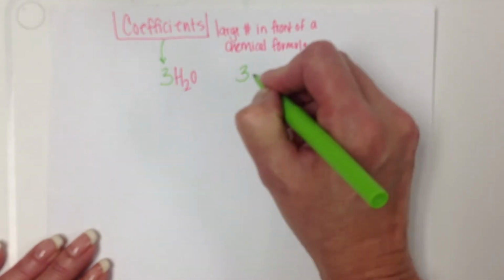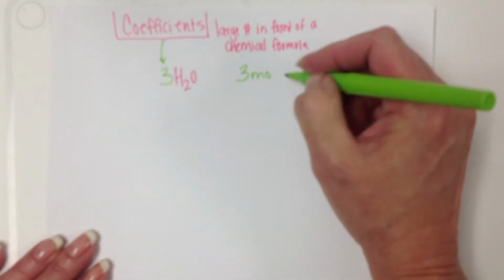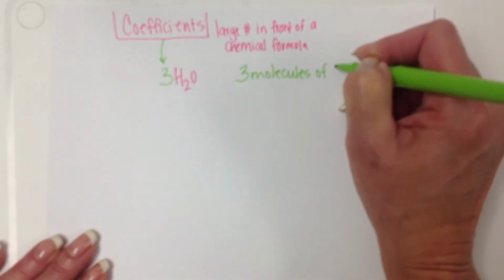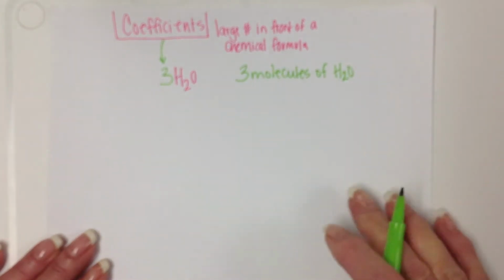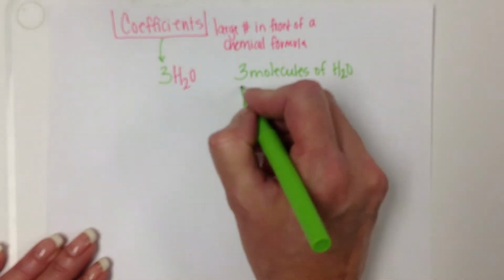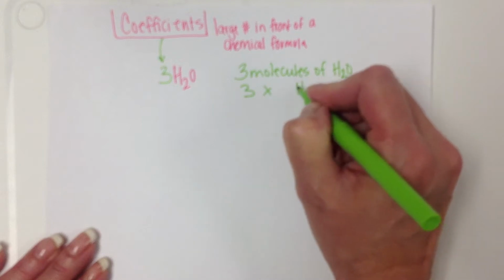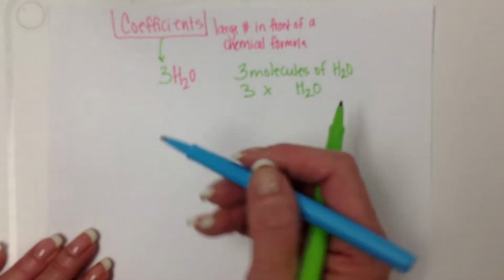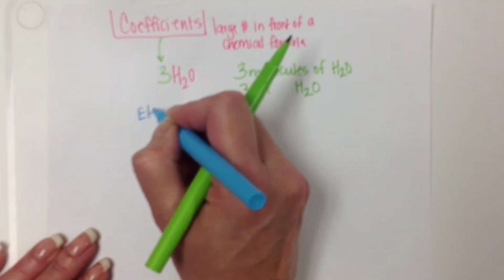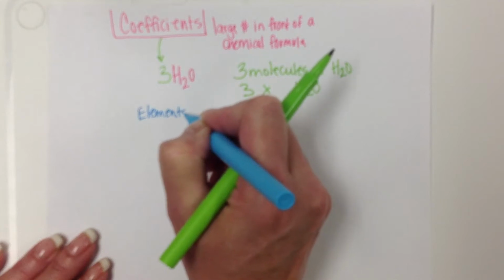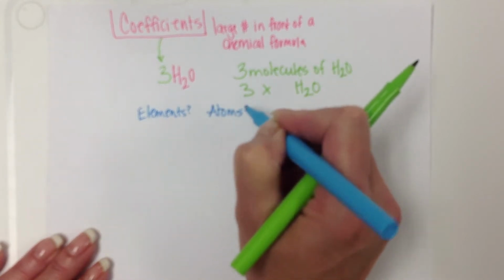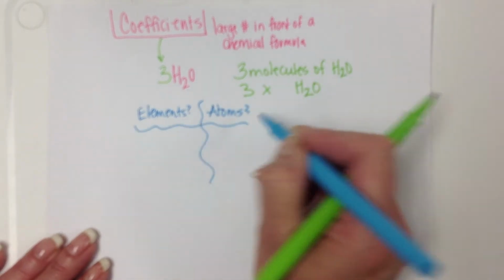It means we've got 3 molecules of H2O. That's what it means. Or we have 3 times H2O. So let's see if we can figure out how many elements and atoms. So what are our elements here? Okay. Well, what elements are there?